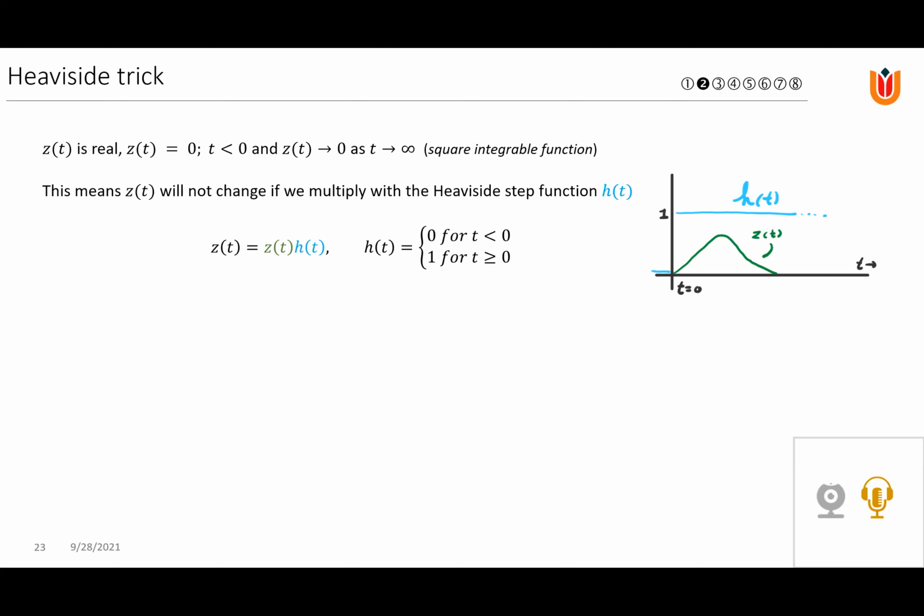So let's now take z of t and multiply it with the so-called Heaviside step function. Do you know that one? The Heaviside step function is a function that is exactly 0 for t less than 0, and exactly 1 for t larger than 0. So some kind of stepping function, like this sketched here.